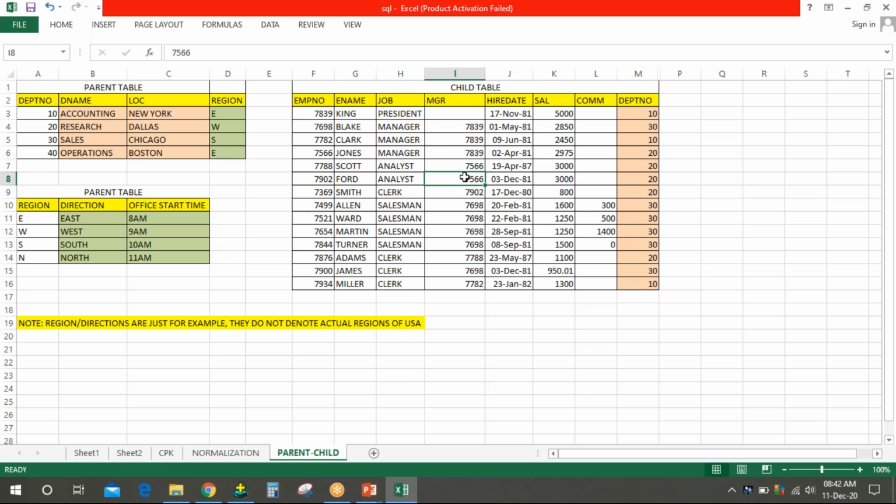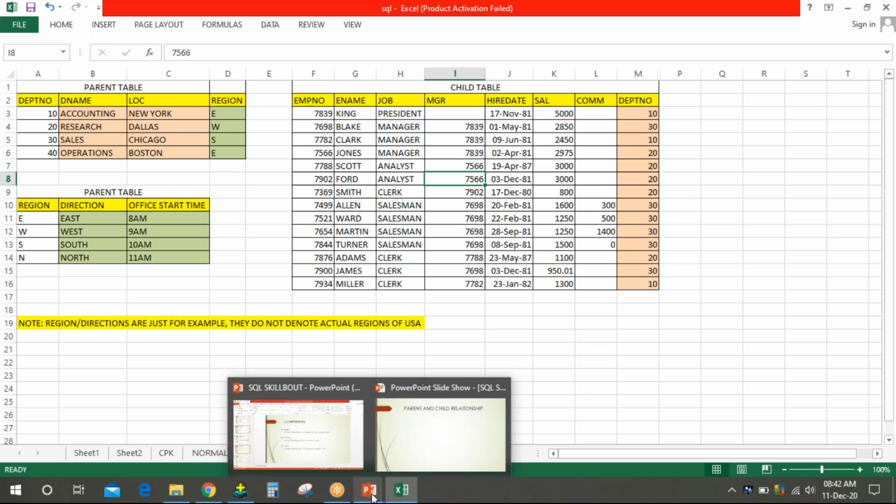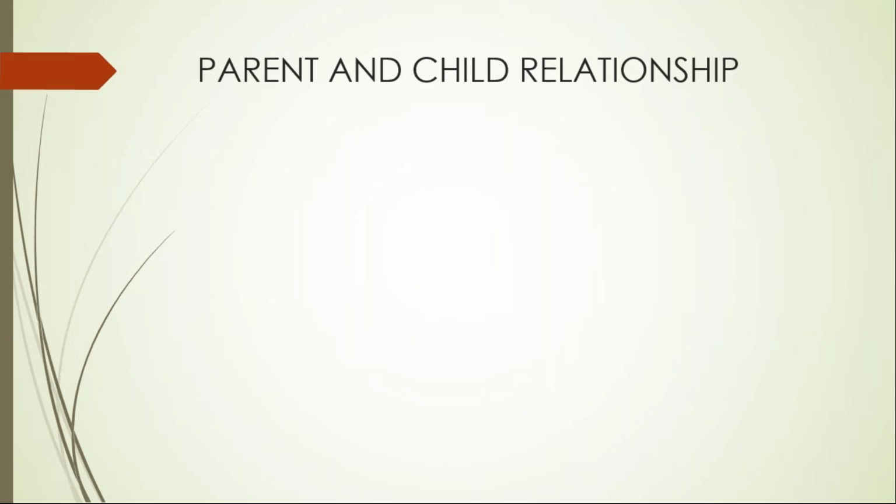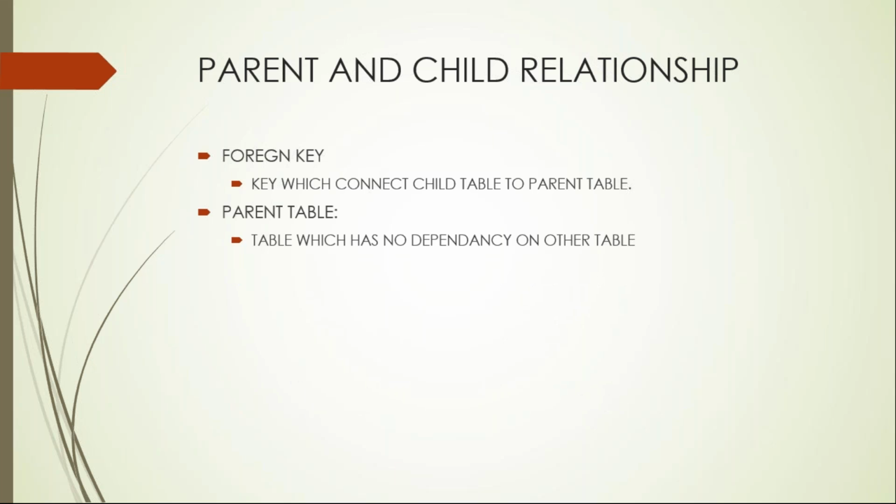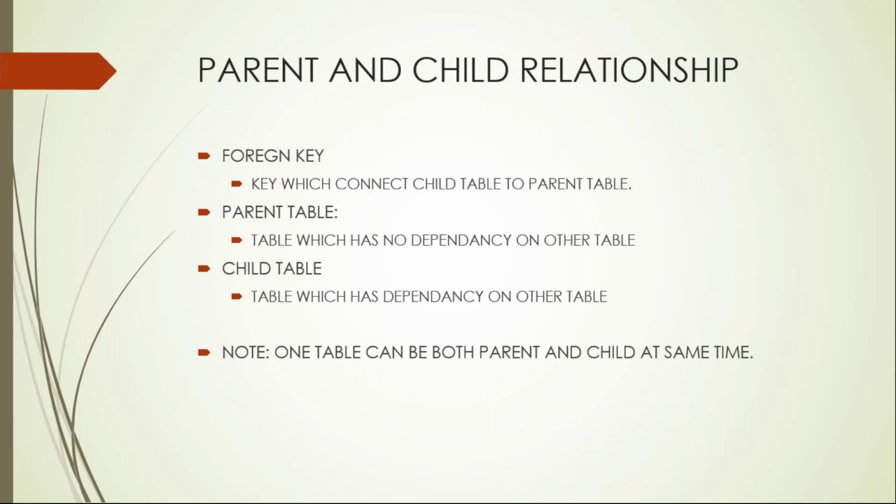Good then. That's all for the foreign key. What is a foreign key? A foreign key is something which connects both the child table and the parent table. A parent table is something which has no dependency on another table, like I told you. A child table has dependency on another table. One table can be both parent and child at the same time.